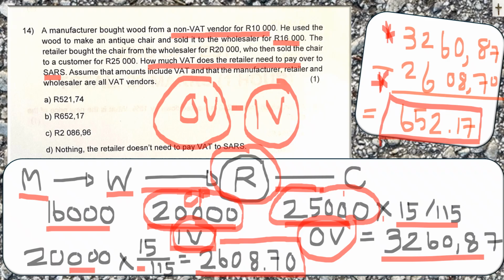Okay, I hope that makes sense. You might have to watch it a couple of times. So the answer there is B, R652.17.